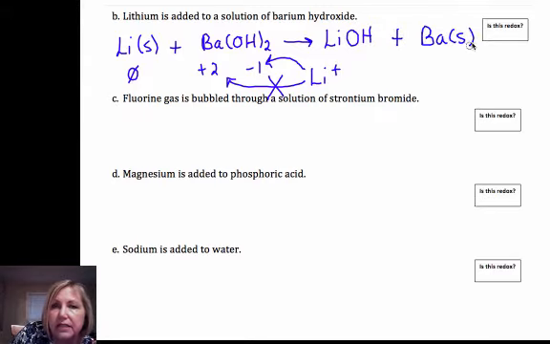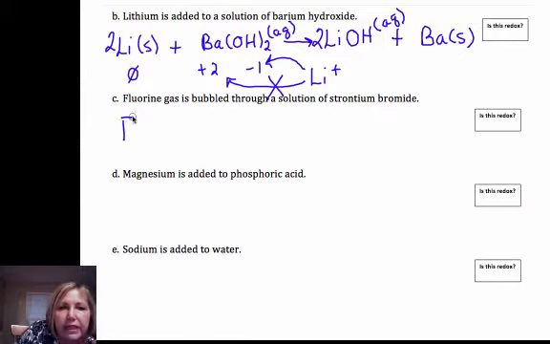Metals are solids, and I do need to balance it. I forgot one state here, that's aqueous. We're going to talk about solubility rules, and we're going to see that that's aqueous as well. So we'll get into that later.